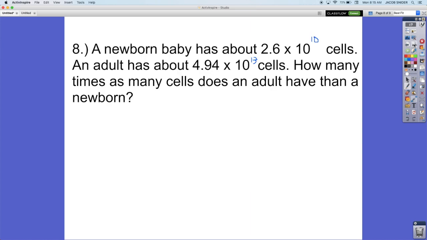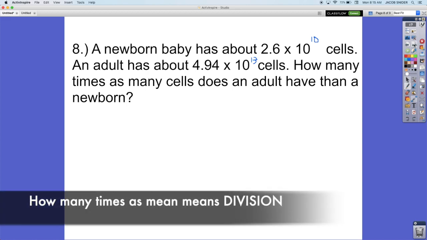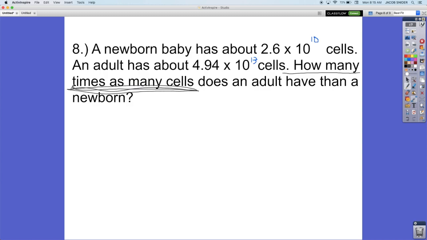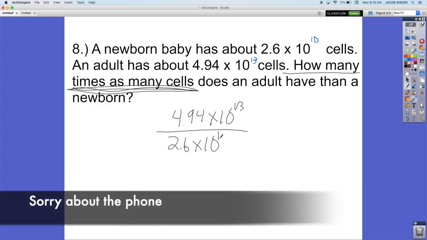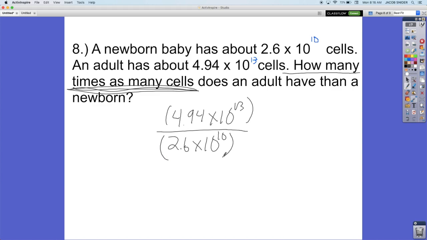All right. A newborn baby has 2.6 times 10 to the 10 cells. An adult has about 4.94 times 10 to the 13 cells. How many times as many does an adult have than a newborn? So what does that mean? That means that we are going to divide. So here we go. 4.94 times 10 to the 13th divided by 2.6 times 10 to the 10th. Don't forget your parentheses.